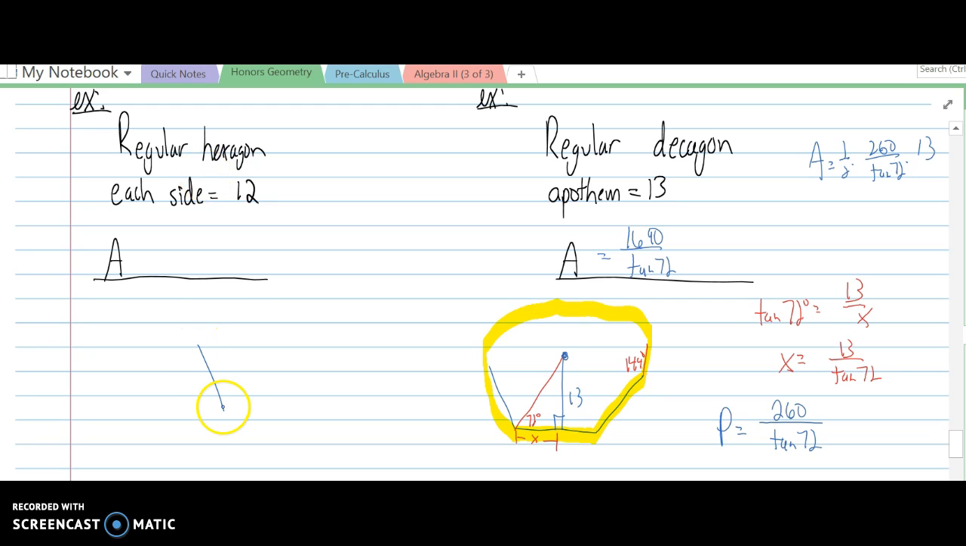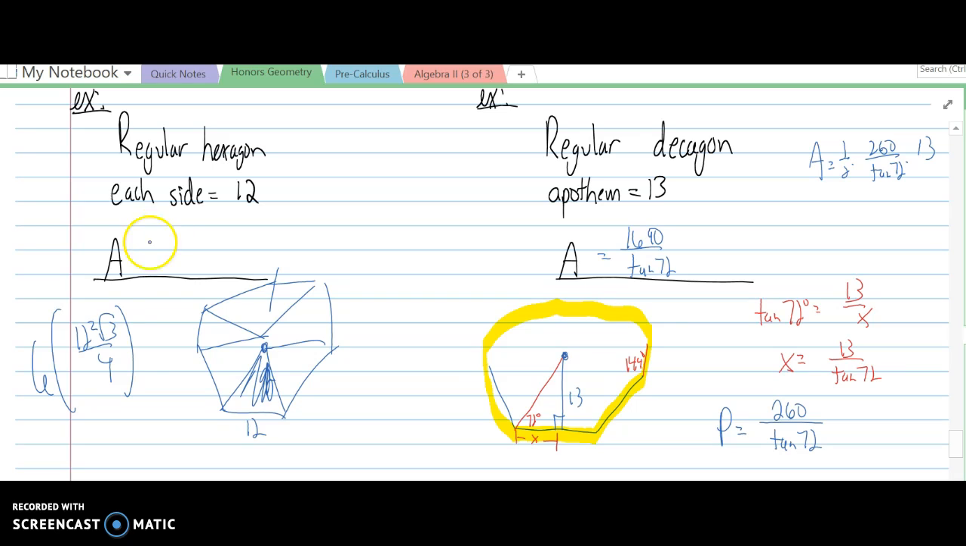Last problem here, regular hexagon with each side equal to 12. I could do the 1/2 PA again, or realize that if each side of this is equal to 12, and in a regular hexagon it's made up of a total of 6 regular triangles, I could find the area of one of them and then just multiply by 6. So 12 squared root 3 over 4 would be the area of one, multiplied by 6. So we're just looking at the numbers here. Take 12 squared, multiply it by 6, divided by 4, and we're going to get 216 root 3 as a quick way to find the area for this one. As always, there's more than one right way, but that's a nice quick way for that one.